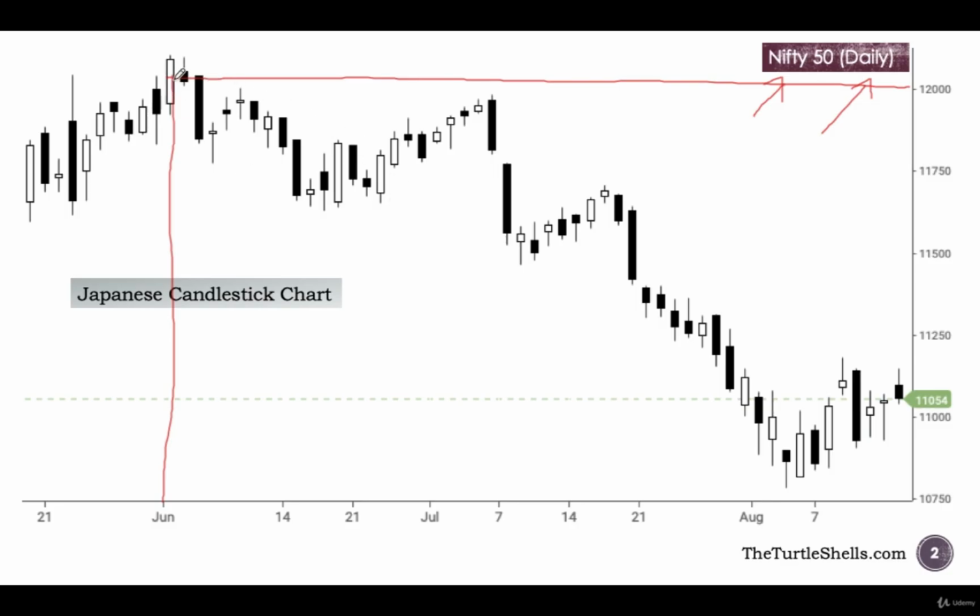So you can see here 12,000 was the index level in June. So from June till the first week of August, the price is now below 11,000. So the price has fallen from 12,000 to less than 11,000. That is what this chart is representing. For now, this is what you need to understand. Okay, we will come back to analyzing each candle type and what it means. So do not get overwhelmed by this if you are new to trading.